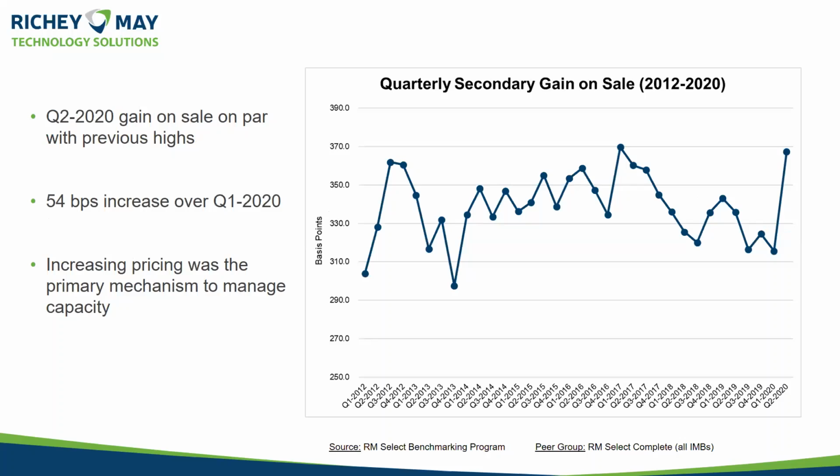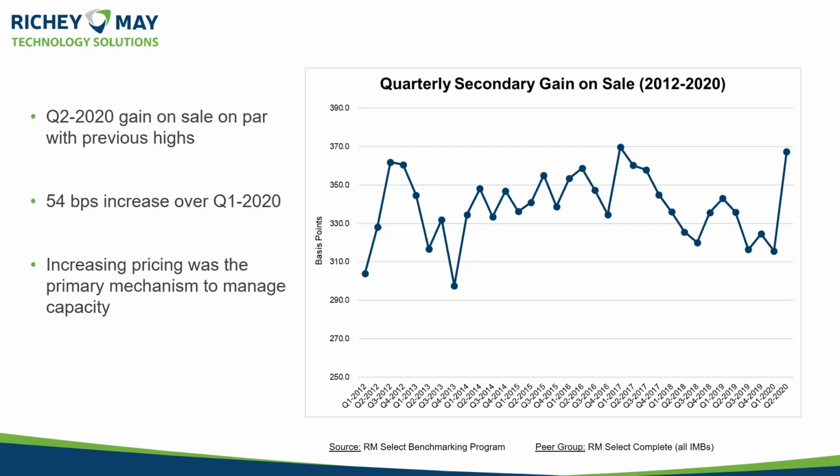And so this is kind of the other point. We talked about how lenders were really unable to address capacity through hiring. Their only option was really to increase pricing. So again, this is something we do see quite commonly when production's high, that pricing goes up a little bit, just as lenders reach their capacity. And if we look at this chart, we can see that on the far right, Q2 of 2020, we're really reaching previous highs that we've seen for secondary gain on sale. So it comes in just under 370 basis points.